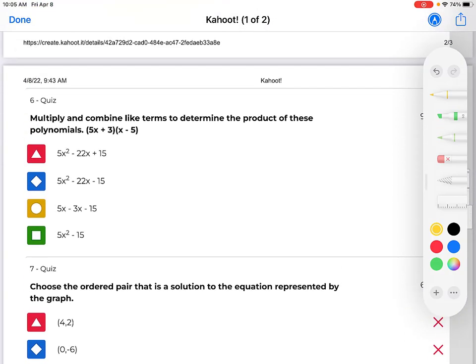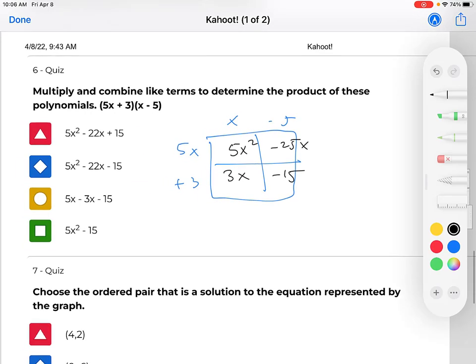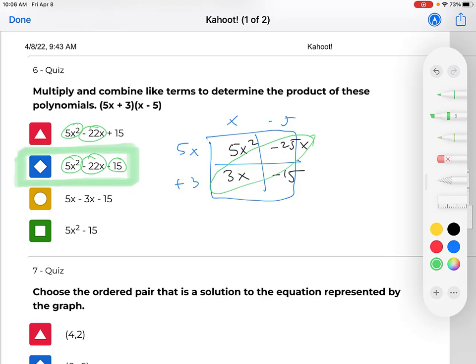Question number 6 is the same thing we did in the first problem there, and just multiply. Multiply. Multiply. And the only thing you have to do is just combine like terms, so that would be -22x, which is this one. We have 5x squared, and then -15, so our answer is going to be the diamond blue one.